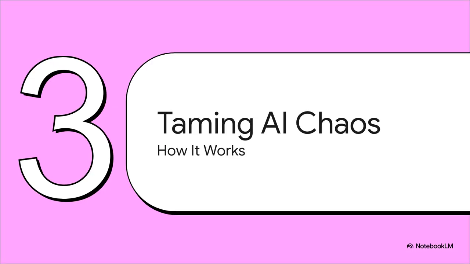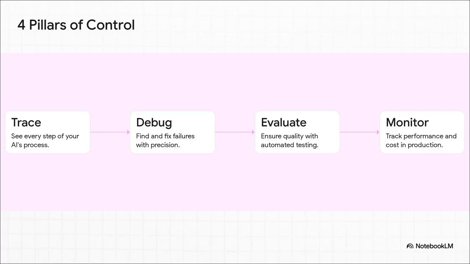Okay, so that all sounds great in theory, but how does it actually get a handle on all that chaos we were just talking about? Well, it all boils down to 4 key ideas, 4 pillars of control. So you've got trace, debug, evaluate, and monitor. It's a really simple, powerful loop. Tracing lets you see what's happening, which then lets you debug with pinpoint accuracy. Evaluating brings some much-needed engineering discipline to the whole thing, and monitoring keeps you on top of it all once your app is out in the wild.